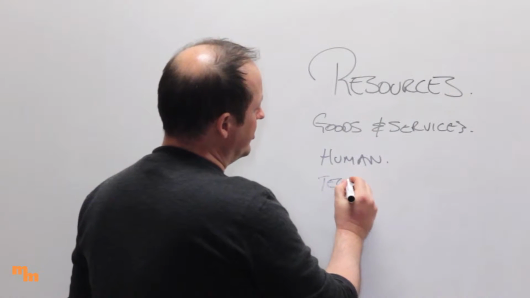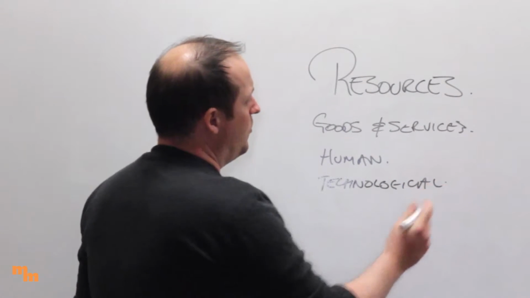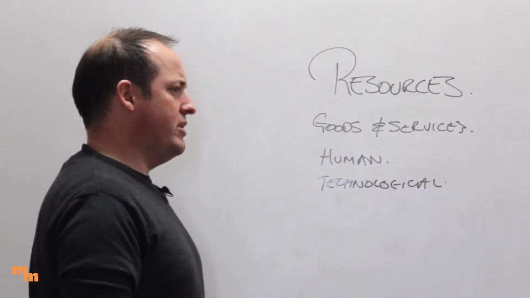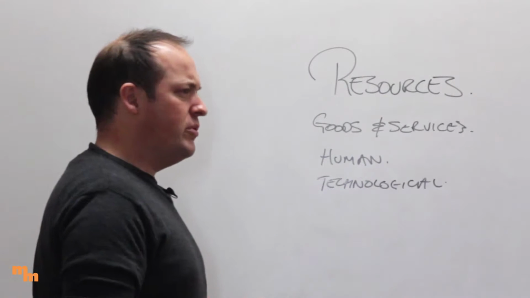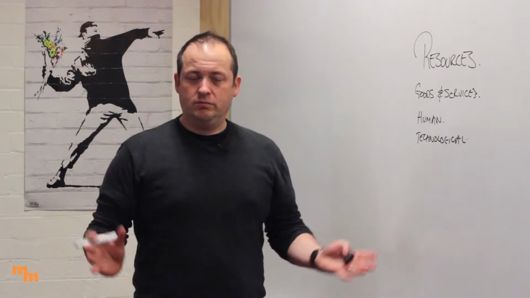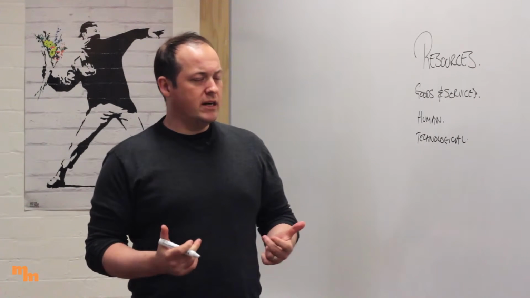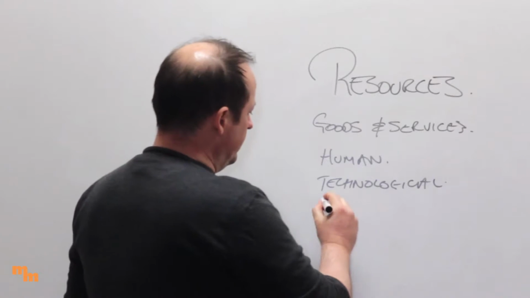We look at your technological resources. We need to think about, well, what computer systems do you have? Do you have iPads? Do you have computer systems like your desktops, etc.? All those bits and pieces that are actually going to help you run the business.